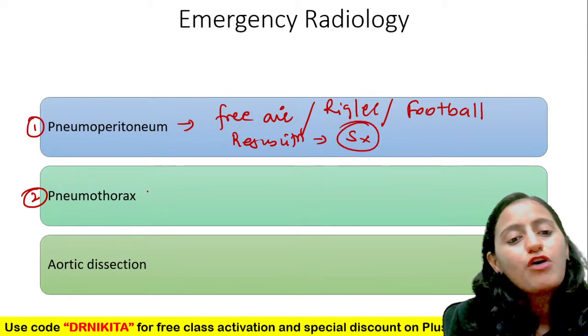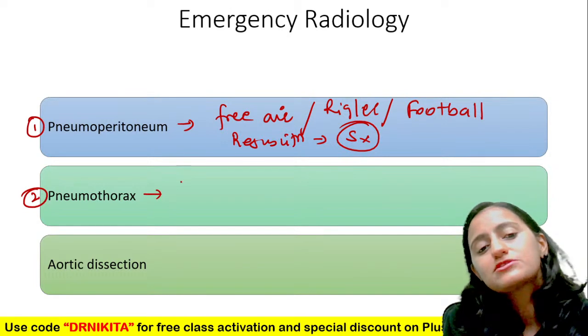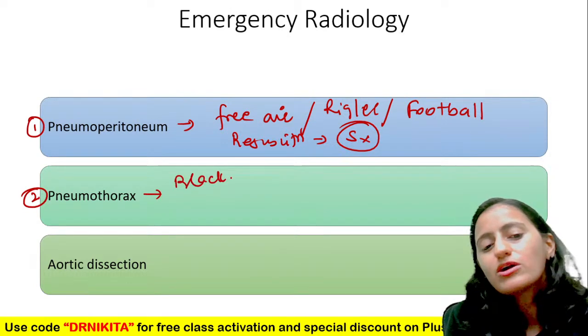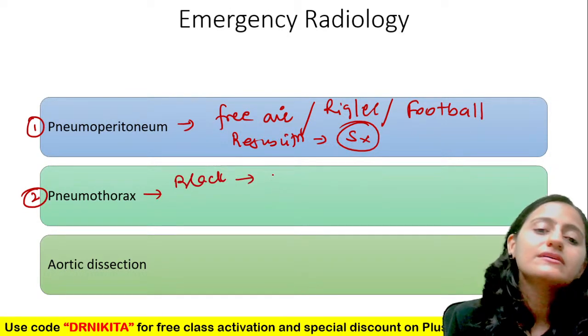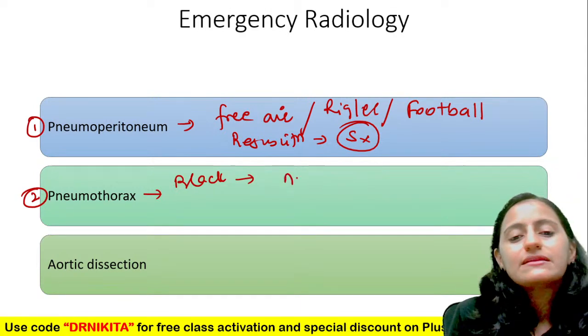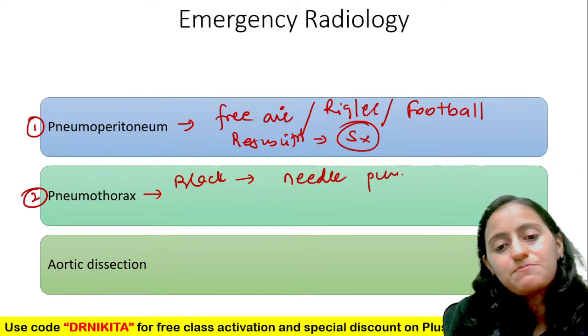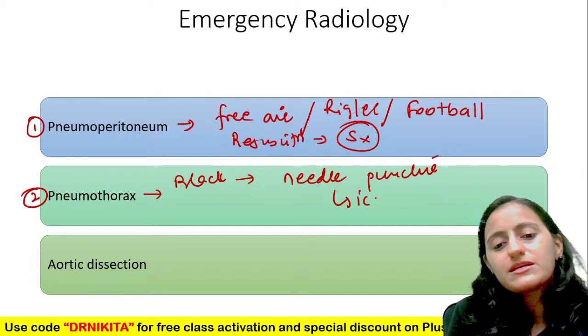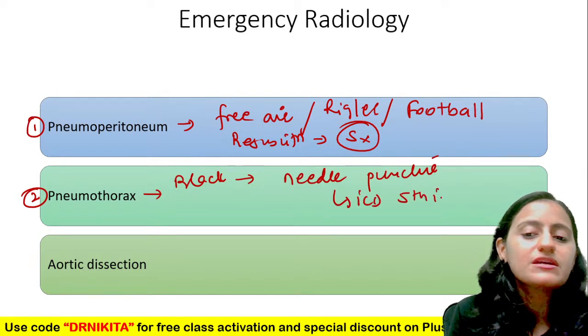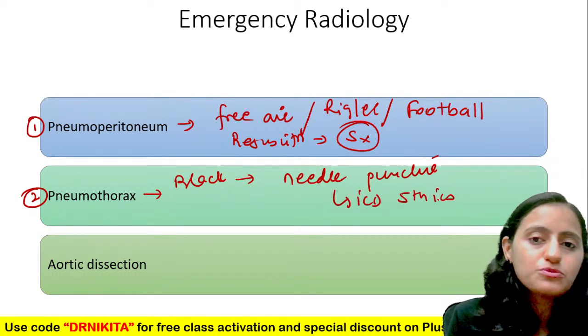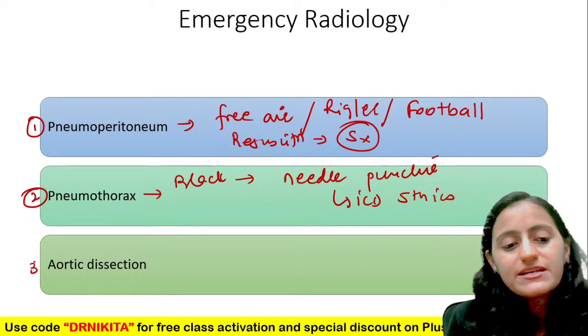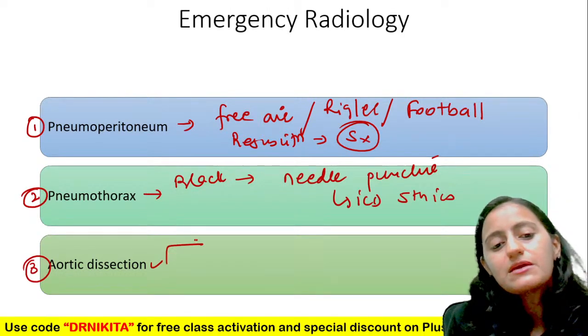For pneumothorax, remember it is going to be black on X-ray or CT, and there will be a visceral pleural line. The immediate management is the needle puncture, followed by putting the ICD in the 5th intercostal space, if it's a tension pneumothorax. And aortic dissection is something again which is very important.